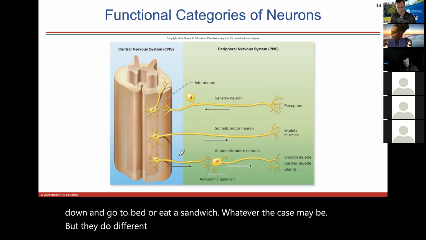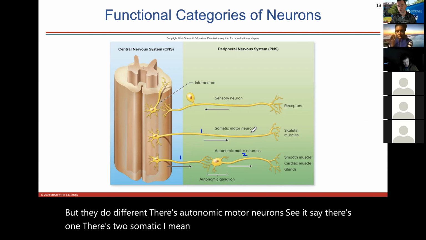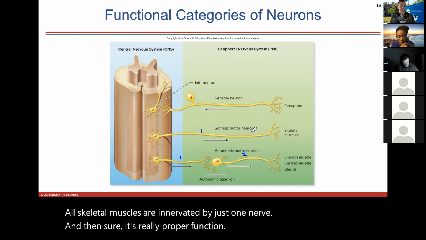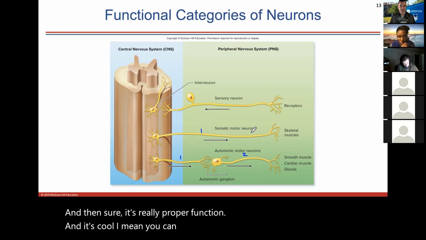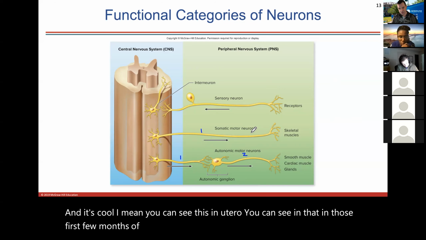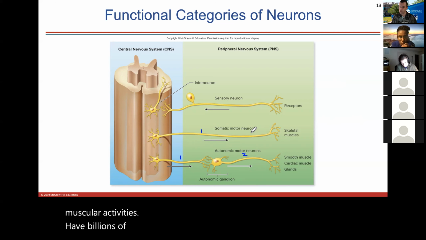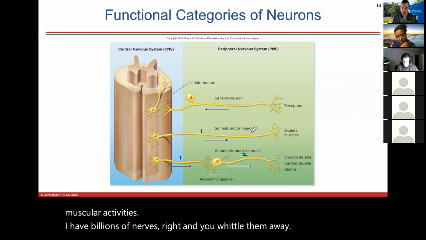There's autonomic motor neurons. See, there's one, there's two. Somatic, it's just one neuron that extends out. Okay. All skeletal muscles are innervated by just one nerve. And that ensures really proper function. And it's cool, you can see this in utero. You can see in those first few months of life, as an infant starts to coordinate muscular activities, you have billions of nerves, right? And you whittle them away.